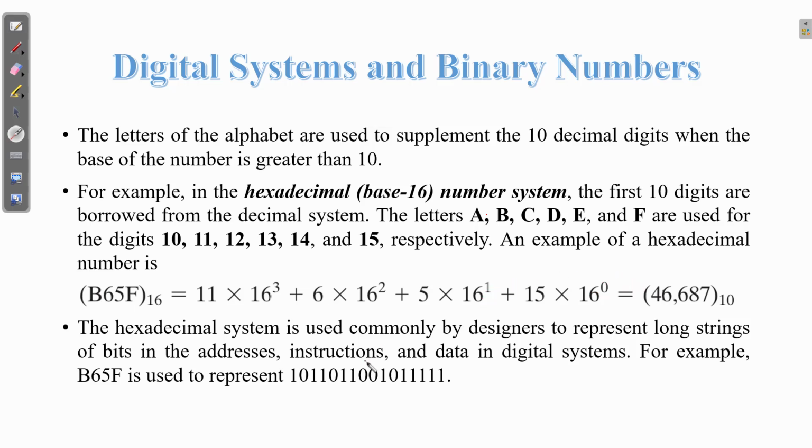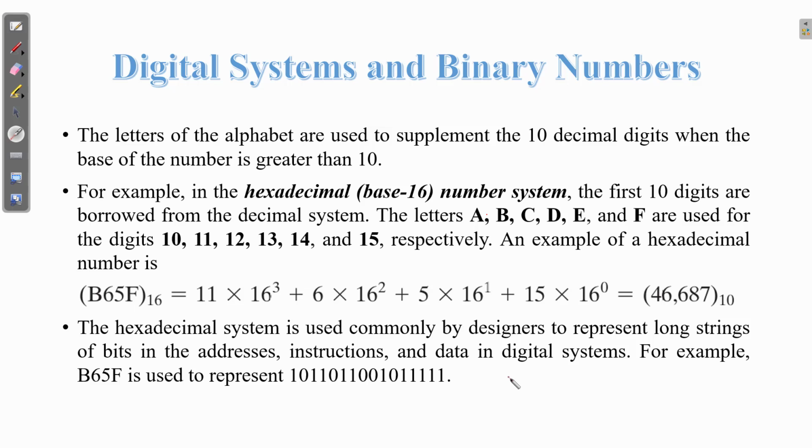The most important reason that we want to use the hexadecimal and octal systems with the binary system is that we know that 16 and 8 are powers of 2. It means that they are related to the binary system. And when we use the hexadecimal and octal systems in digital systems, we can compact the information.